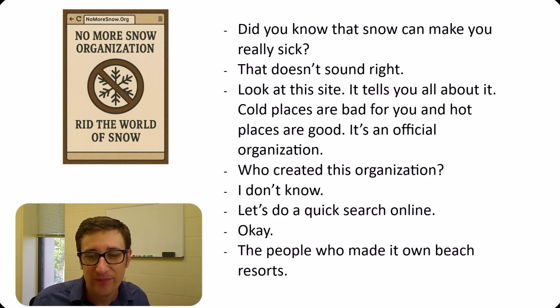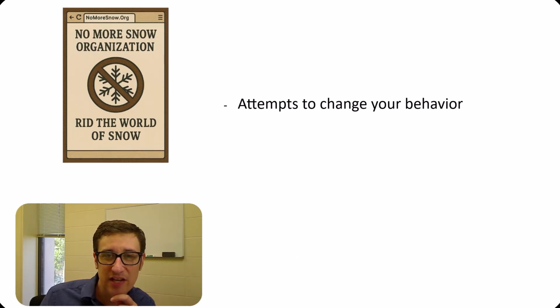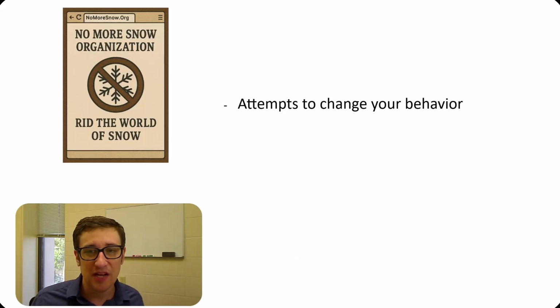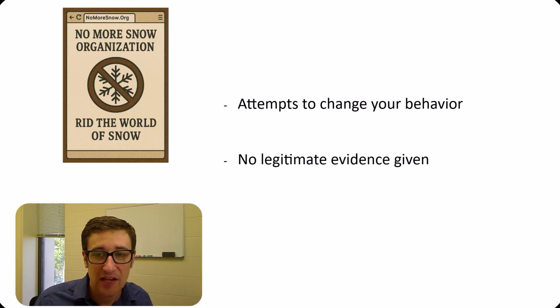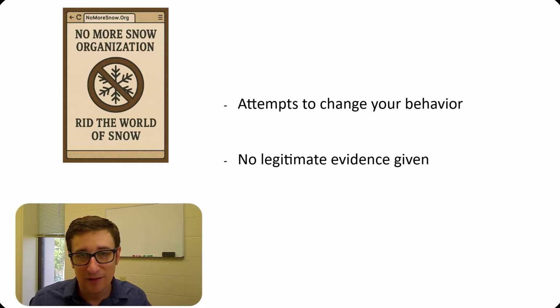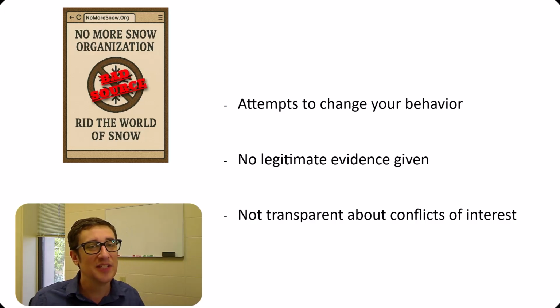Okay. Well, the people who made it own beach resorts, so they own property in hot places. I'm a little skeptical. They're trying to attempt a change in your behavior, right? And they're saying, well, you shouldn't go to cold places. You should probably go to more hot places, which they own. They don't really give legitimate evidence for their snow claims, and they're very not transparent. Unlike the person who is writing the book, they're kind of trying to hide the fact that they own these places, or at least they're not saying they own places in warm climates. So I'm saying that's a bad source.